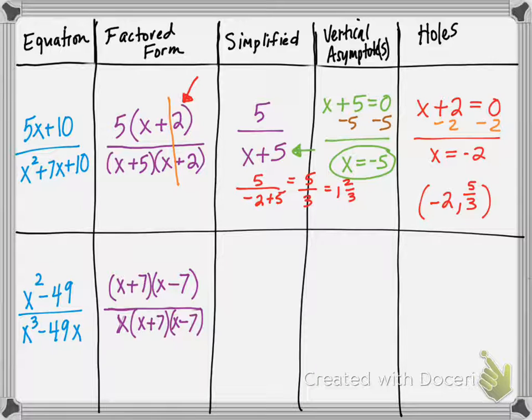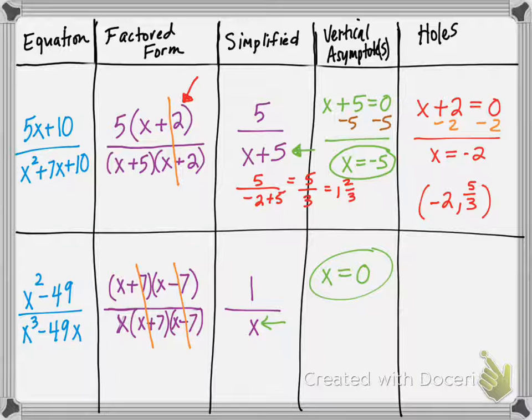So now I take a look to see if there's any matching factors in the numerator and denominator. I could cross out the x plus 7's because they divide as 1, and I could cross out the x minus 7's because they divide as 1. So what's left in the numerator is just a 1, and what's left in the denominator is an x. To find the vertical asymptote, I set the denominator equal to 0 because you cannot divide by 0. So my vertical asymptote is 0.